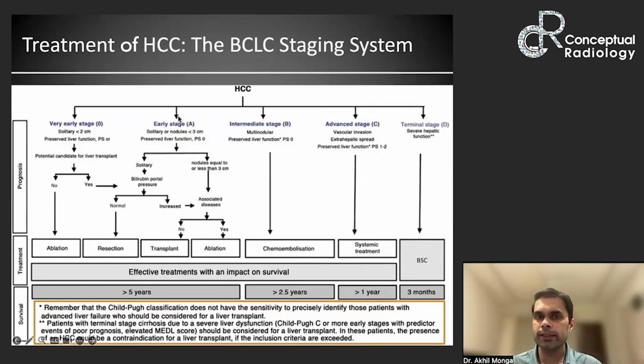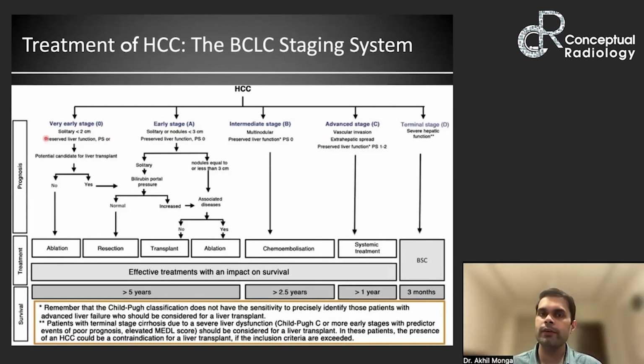Similarly, this way we have this entire staging. What I want you to focus on is this intermediate stage HCC, which is sometimes multinodular, or a single nodule more than 3 to 5 centimeters with a preserved liver function and good performance status. This is where chemoembolization is important. If it is too advanced, we go for systemic therapies like sorafenib. There are certain second line, third line immunotherapies that are there.